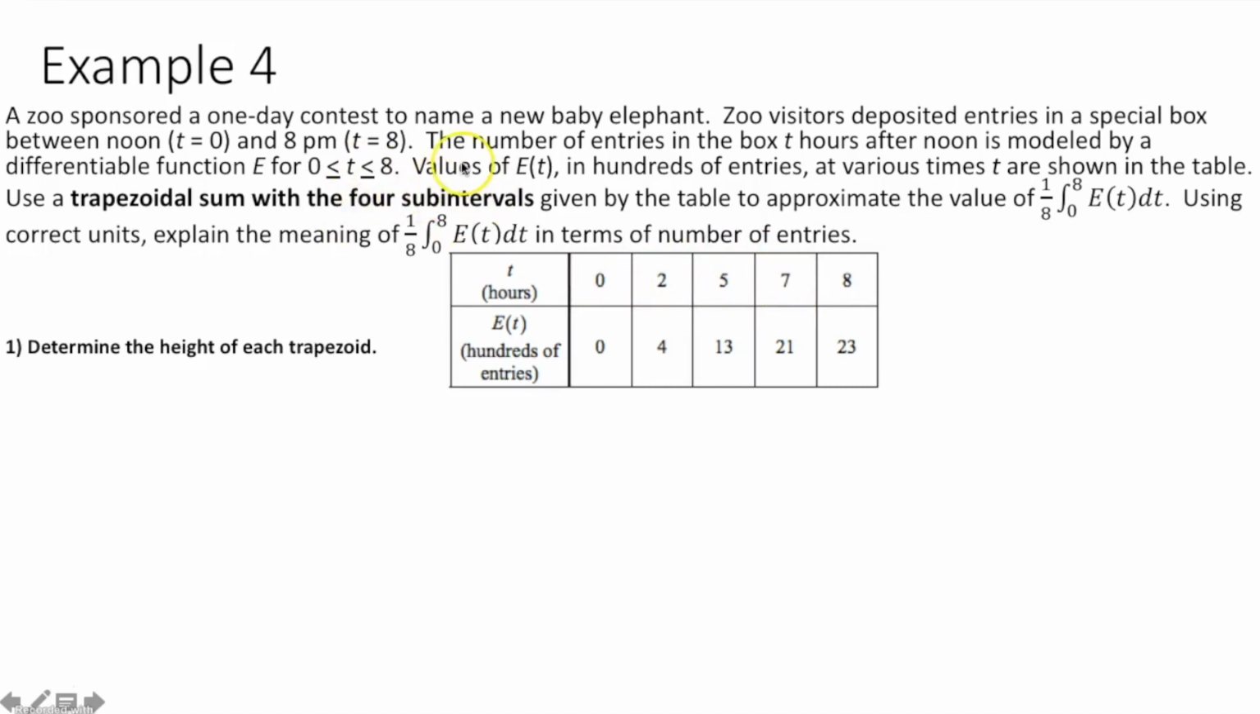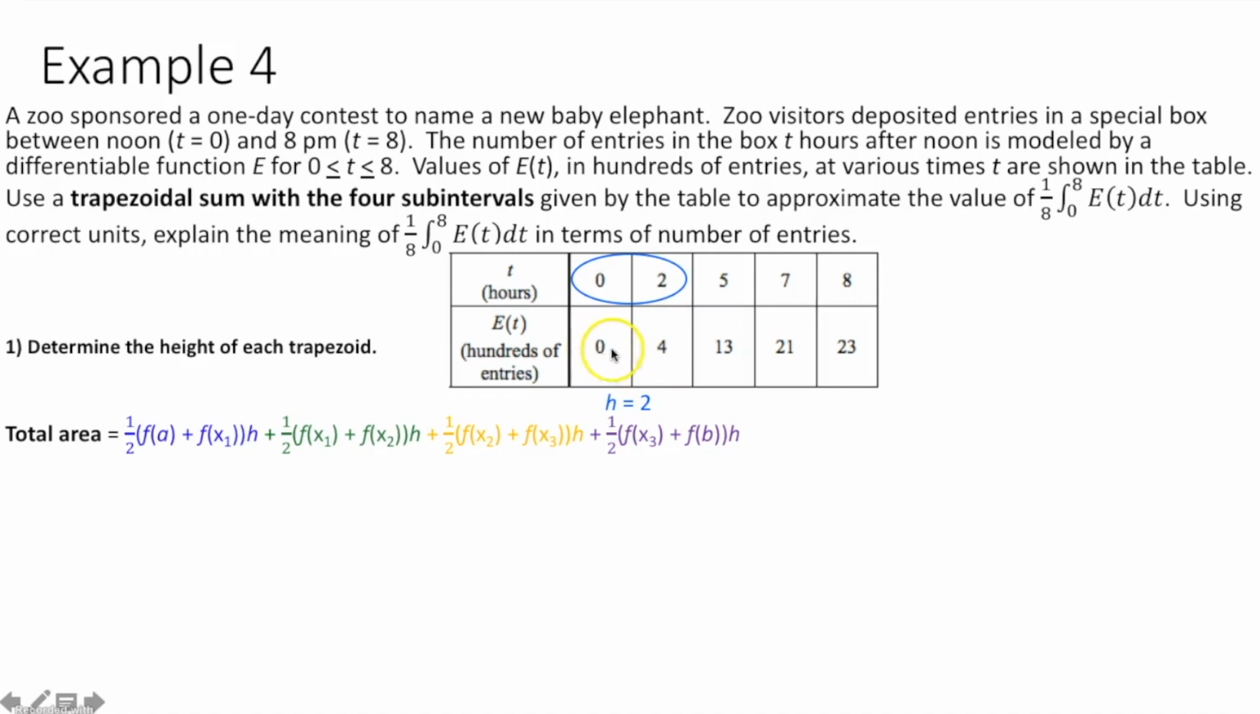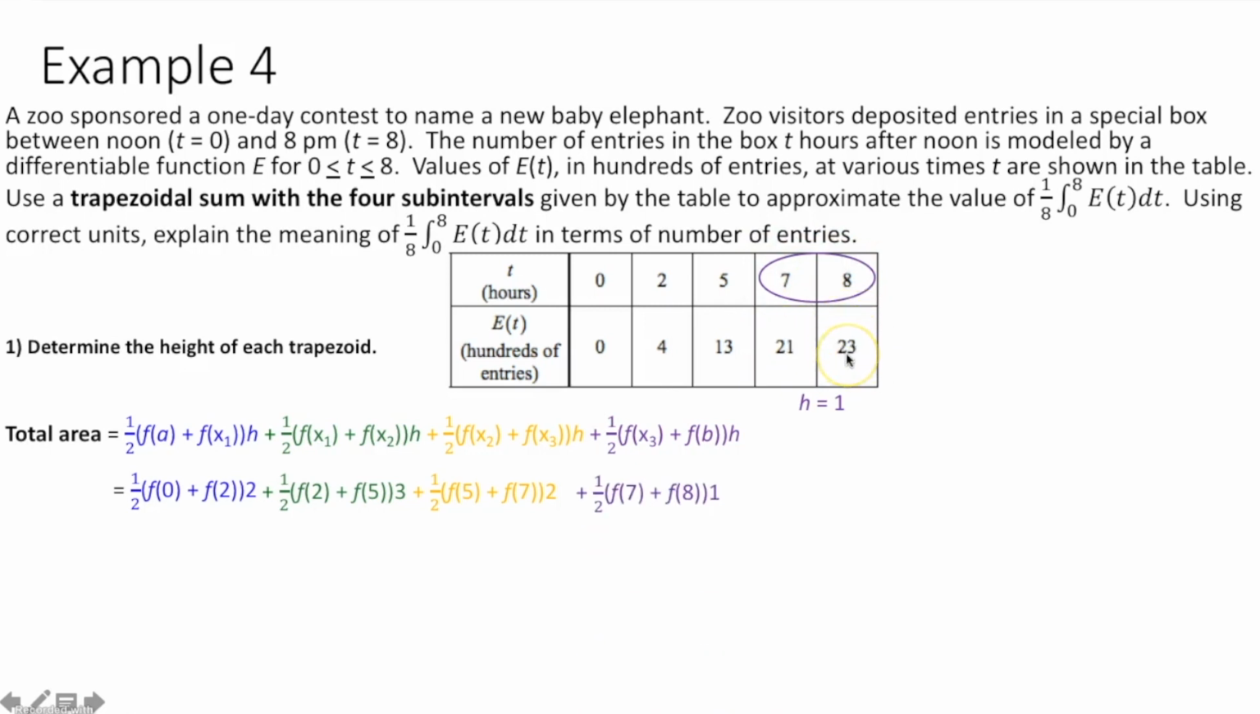So since we have 4 subintervals, and this table gives us those 4 subintervals, we're going to have 4 area of a trapezoid formulas. So in this case, we have a height of 2, and the bases are going to be f of 0 and f of 2 for that first trapezoid. For the second trapezoid, we have a height of 3 from 2 to 5, and then your bases are going to be f of 2 and f of 5. For your third trapezoid, we have a height of 2. Our bases are going to be f of 5 and f of 7. For this last trapezoid, we actually have a height of 1, and f of 7 is going to be your base, and f of 8 is going to be your other base.